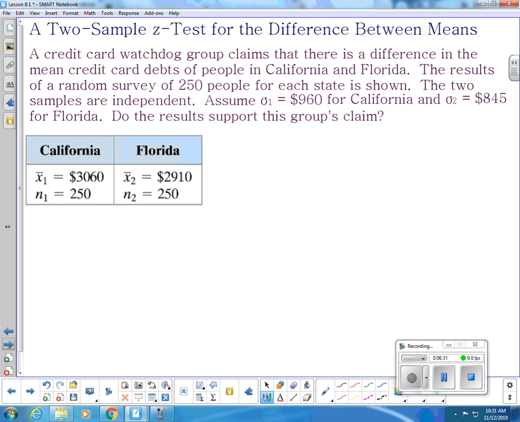So, our null is there is no difference. Okay? The alternative is there's a difference. They aren't equal.